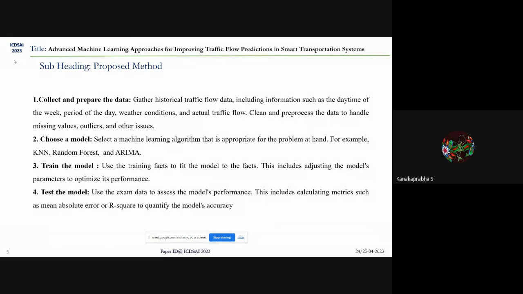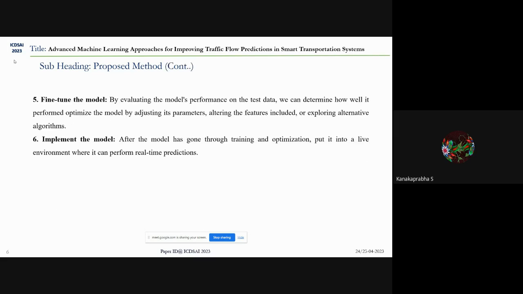In this proposed method, we collect and prepare the data, choose a model, train the model, test the model, fine-tune the model, and implement the model. There are six steps we are using for the proposed method.